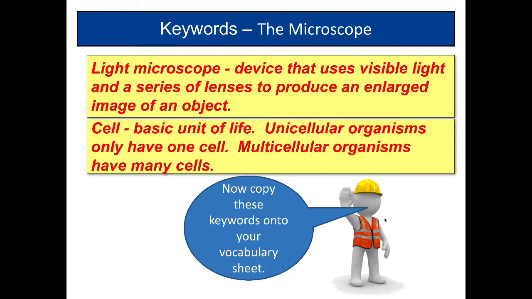Okay, a couple of keywords. Light microscope, device that uses visible light and a series of lenses to produce an enlarged image of an object. And the cell is the basic unit of life. Unicellular organisms only have one cell, whereas multicellular organisms have many cells. So copy the keywords onto your vocab sheet.